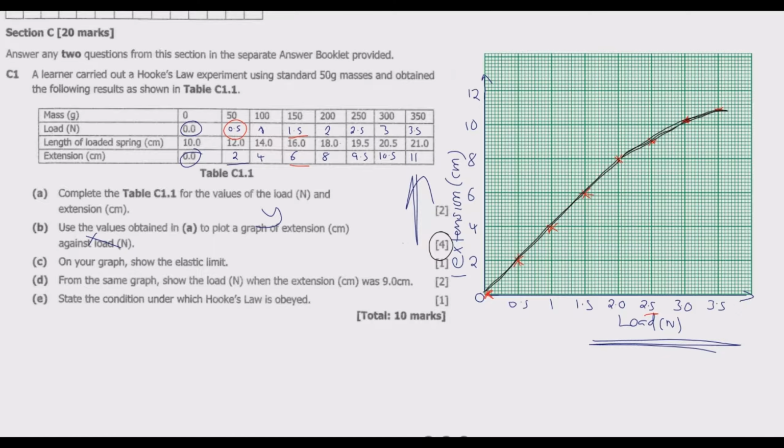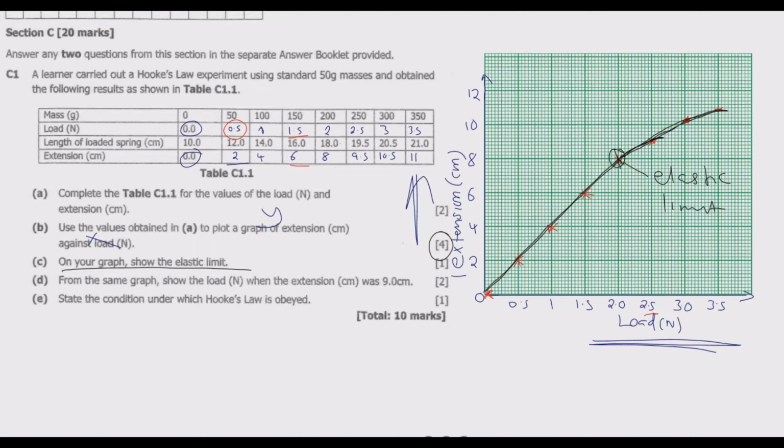Then, on your graph, show the elastic limit. The elastic limit is at the point where the direct proportional relationship stops applying. You notice that it ends at this point. At this point the graph starts curving. So this is where the elastic limit is. That is 1 mark, which is already 7.